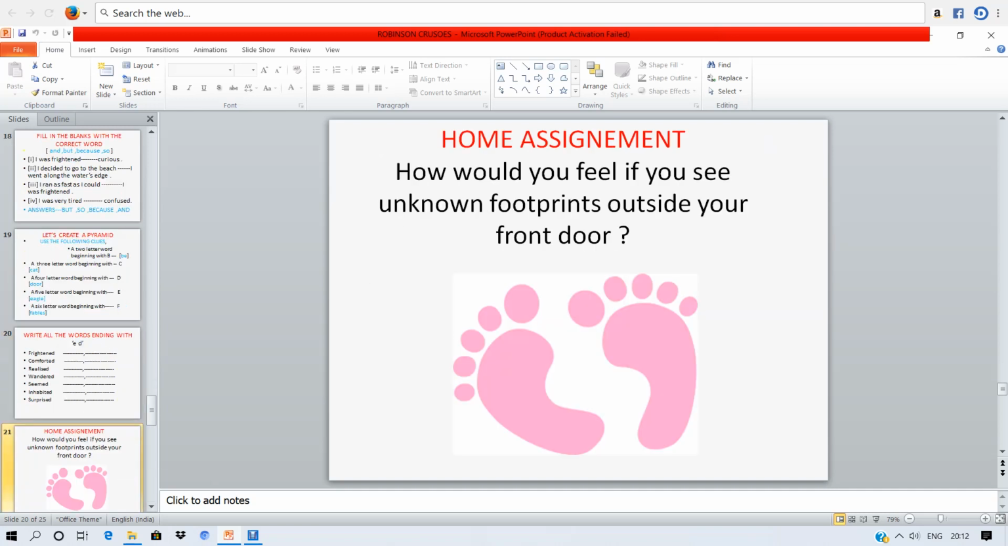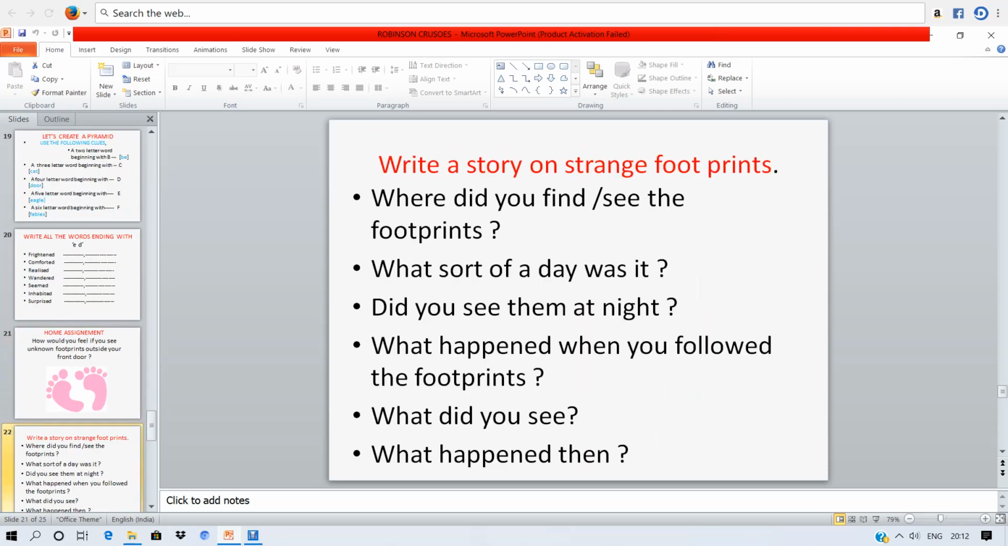Next slide. Here comes the home assignment. So what is your home assignment, children? See, how would you feel if you see unknown footprints outside your front door? Now, you have to develop a story based on the following points. Now, look, what are the following points I have given over here? You have to write a story on strange footprints.